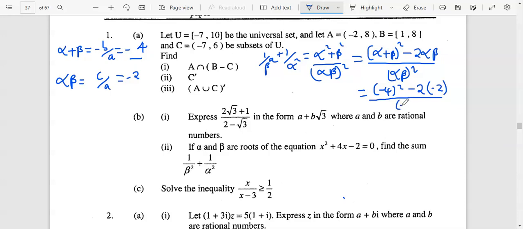Alright, so that is going to be negative 2 squared. Then just get to simplify. Negative 4 squared is 16. Negative 2 times negative 2 is positive 4. 16 plus 4, that is a 20. Negative 2 squared is a 4. That is going to give us a 5. So this is the sum of the roots 1 over alpha squared plus 1 over beta squared.